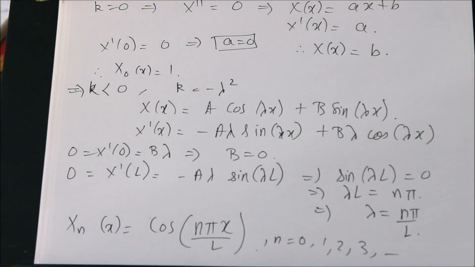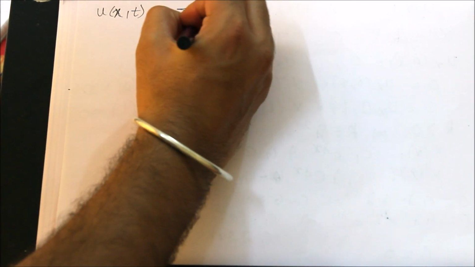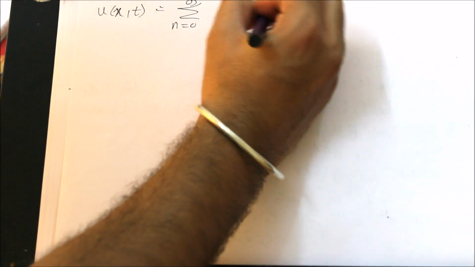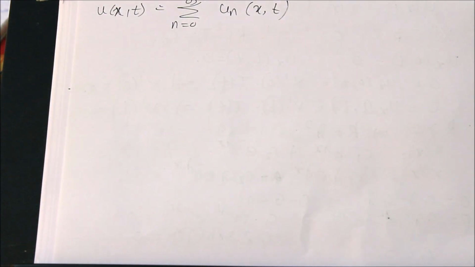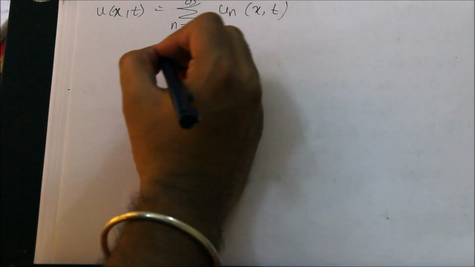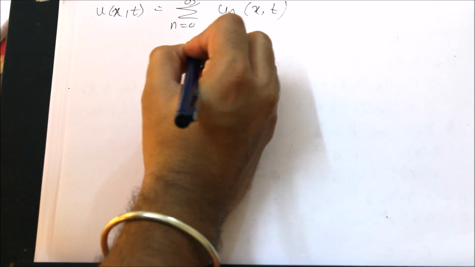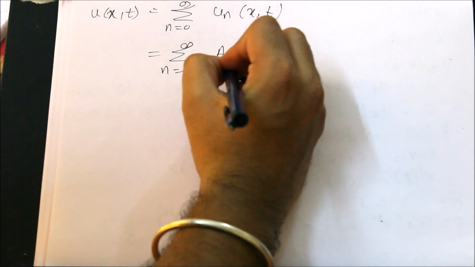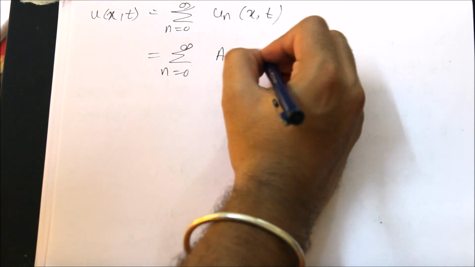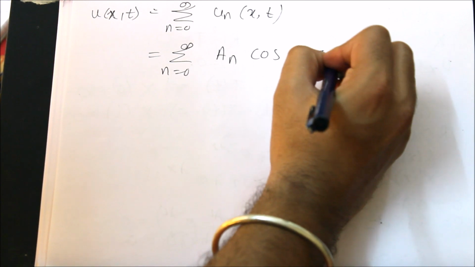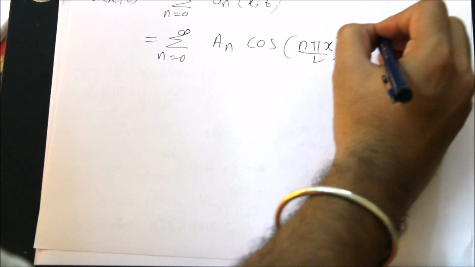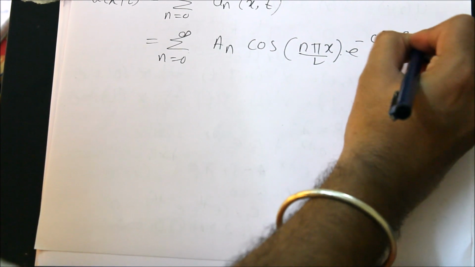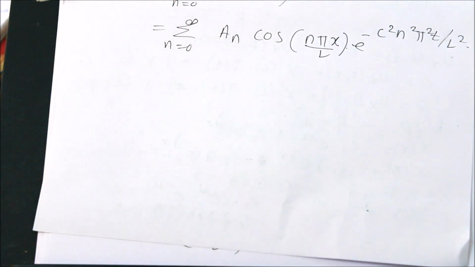We do the tn's the same way, there is no change in the tn's, and therefore what will be your u of x comma t? It is nothing but summation n running from 0 to infinity. In the previous cases, my type 1, n was from 1 to infinity, here it is from 0 to infinity. What do I have? The constants were bn there, let me take an here. So it is cos of n pi x upon L e raised to minus c square n square pi square t upon L square. There is no change in tn.